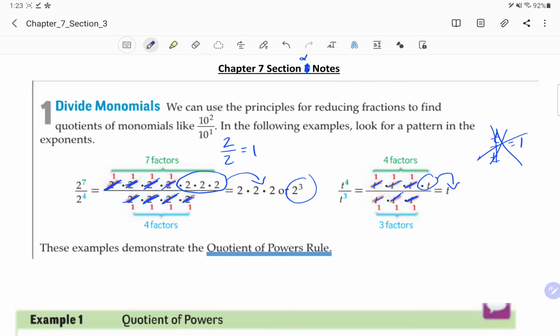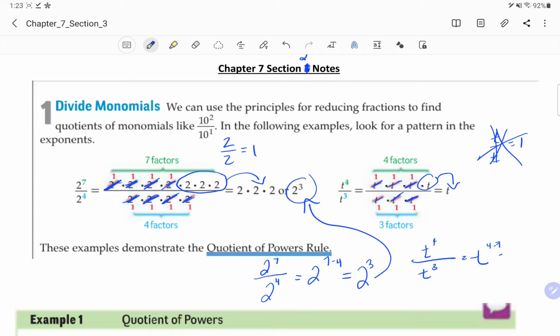Okay, if you guys can see what's actually happening here, our quotient of power rule says if I take common bases and I'm dividing them, my common base is 2, I'm dividing, I subtract the exponents. 7 minus 4 is 3. Okay, that's how that works. Same here. T to the 4th over t to the 3rd is t to the 4 minus 3, which is equal to t to the 1, or just t, like we got there.